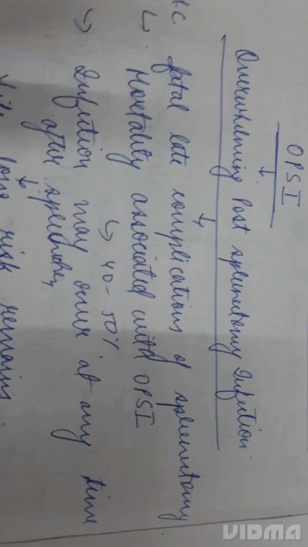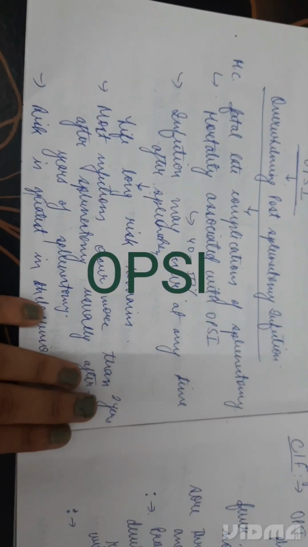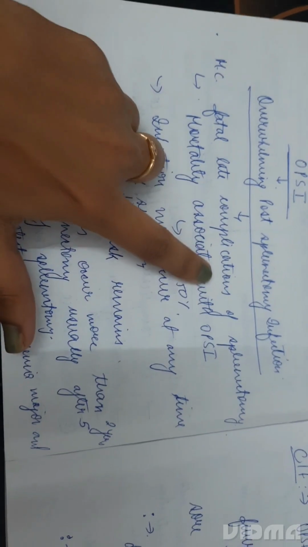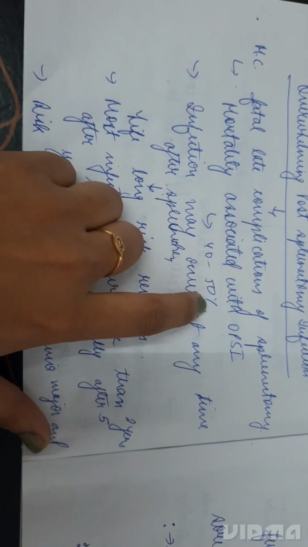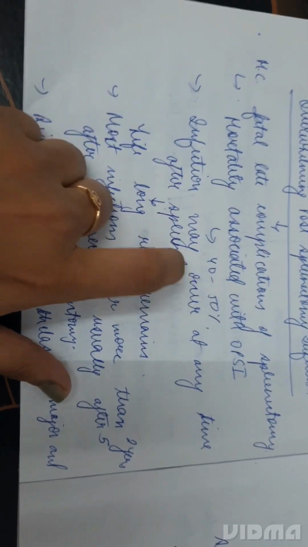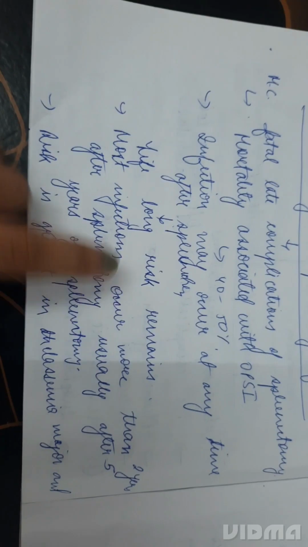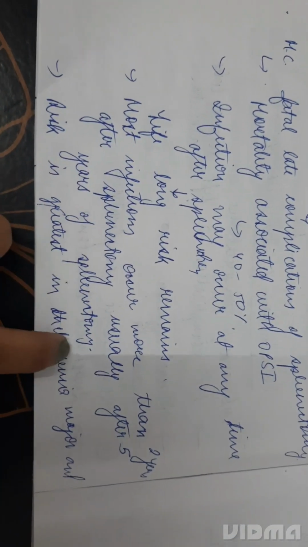अब हम लोग पढ़ेंगे OPSI के बारे में. OPSI होता क्या है? Overwhelming post splenectomy infection. The most common fatal late complication of splenectomy is OPSI. Mortality associated with OPSI is 40 to 50%. Infections may occur at any time after splenectomy. Lifelong risk remains. Most infections occur more than 2 years after splenectomy, usually after 5 years.